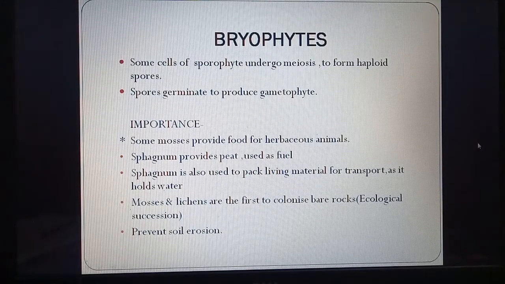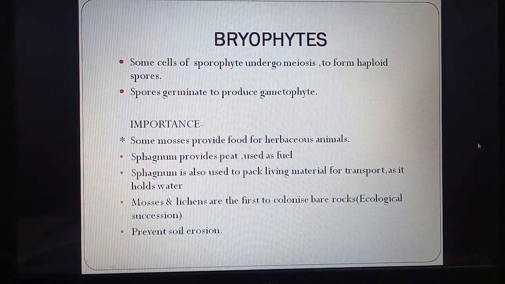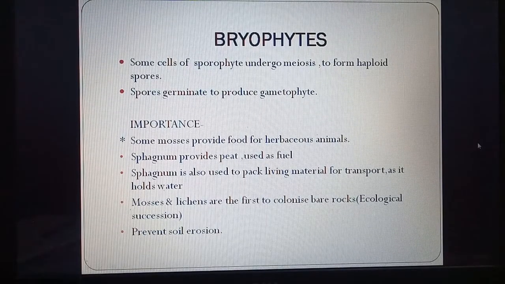What is the importance of bryophytes? So some mosses provide food for herbaceous animals. Some herbivorous animals like birds and certain mammals feed on herbs. Sphagnum, which is a moss, forms peat. You might be knowing that peat is a form of coal and it is used as fuel.